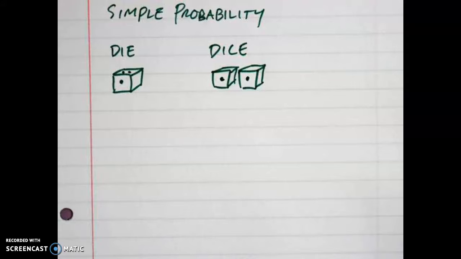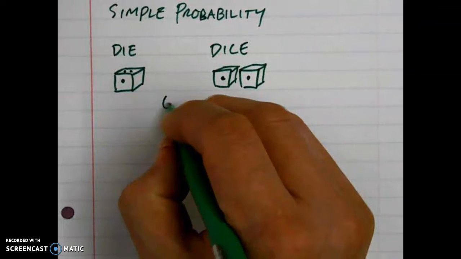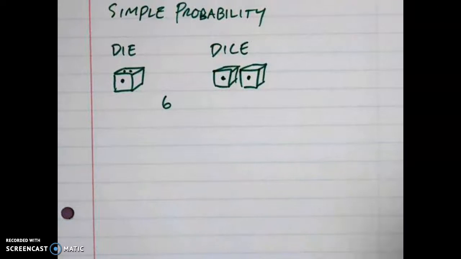On your homework, you might see it written as number cube, a standard number cube, or dice. How many sides does a die have? 6. A die has 6 sides.